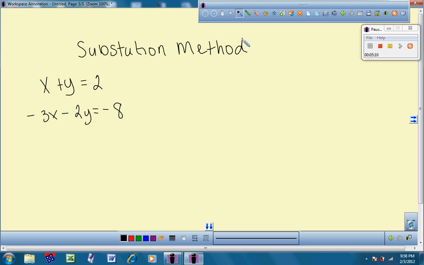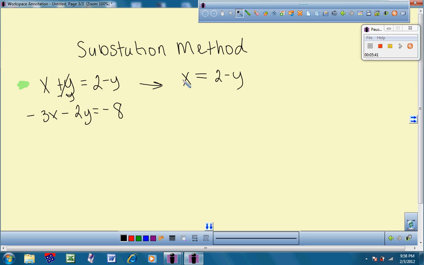I'm going to look at my first equation here, and I can see x and y both have 1, so I can either isolate the x or the y. It does not matter. I am partial to x's, so I'm going to subtract out y from both sides. That's going to give me a new equation of x is equal to 2 minus y.